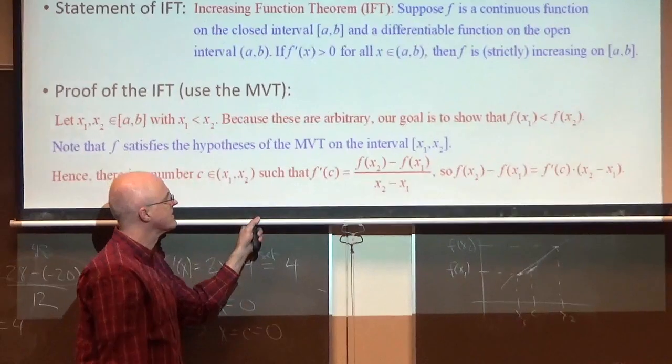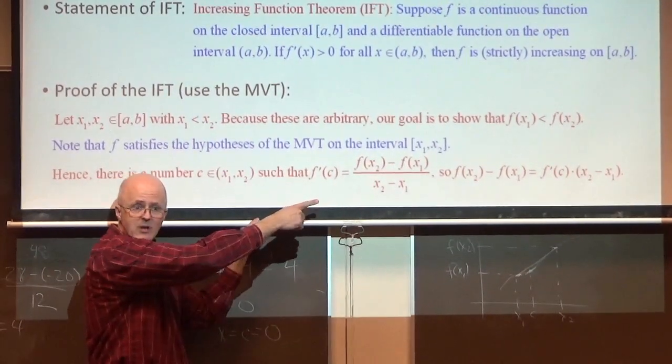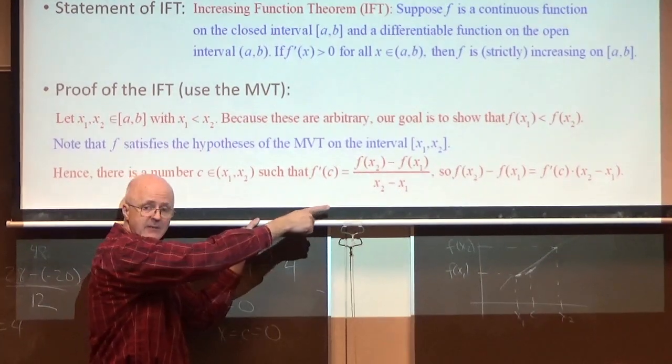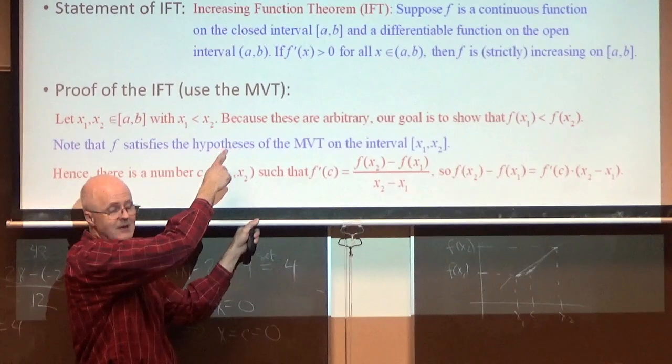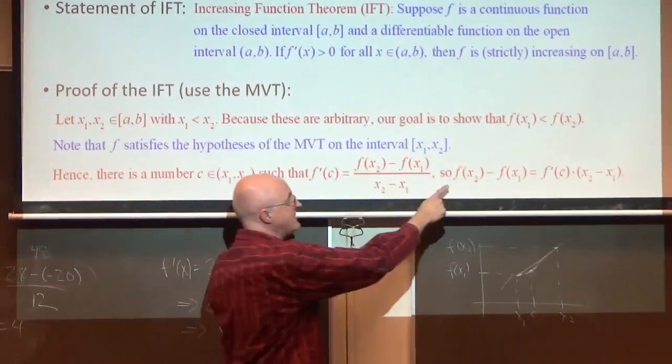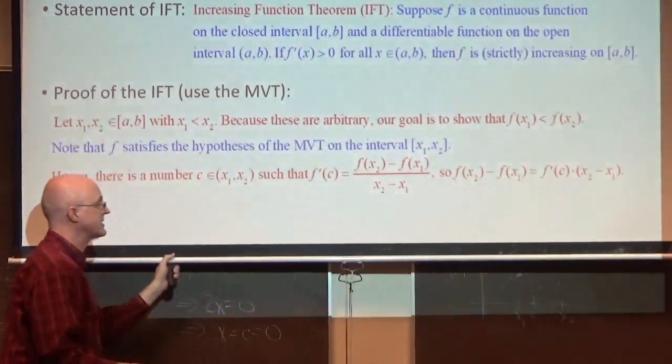Do some algebra. Multiply both sides of this equation by x2 minus x1. By the way, I'm not dividing by 0 there either, because x1 and x2 are not the same. You can state the conclusion of the mean value theorem that way. And that's a useful way to finish this proof.